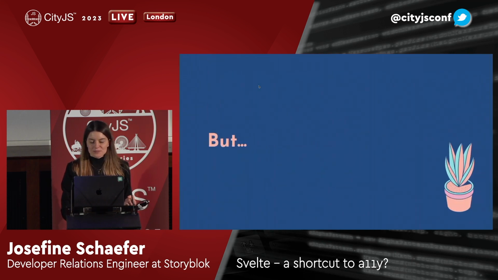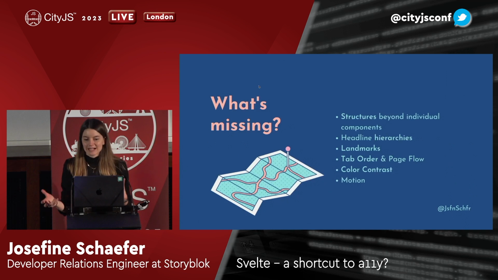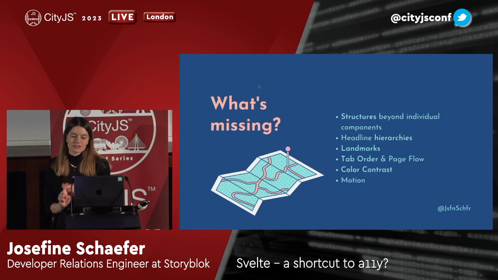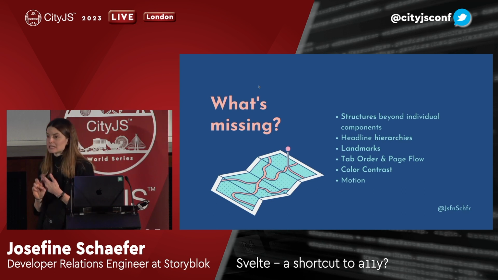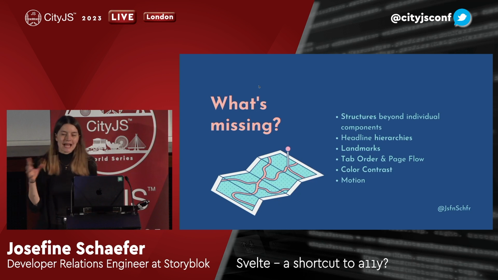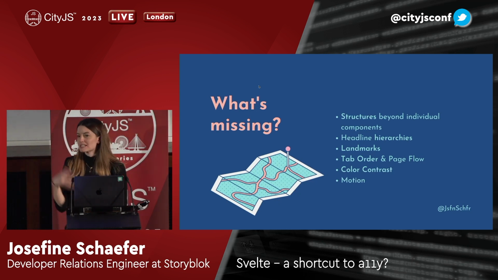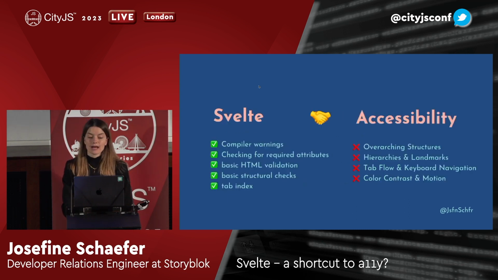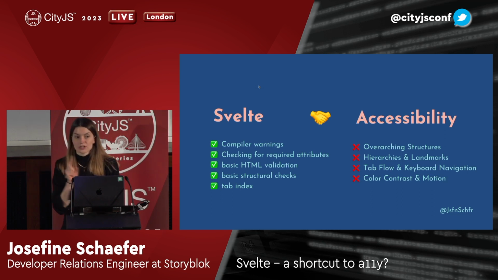All right, so we've seen that we're missing a couple of things. We're missing the structures beyond the individual components, the headline hierarchies. We're not checking for landmarks, the tab order, sort of, color contrast, and anything related to motion, as well as something that we can't check with the compiler warnings. So we have a lot of really cool things. We're checking for the required attributes. We're doing some basic HTML validation. We have some structural checks. We make sure that we're not setting tab index, for example, but the overarching structures are kind of missing, and anything visual, for example.